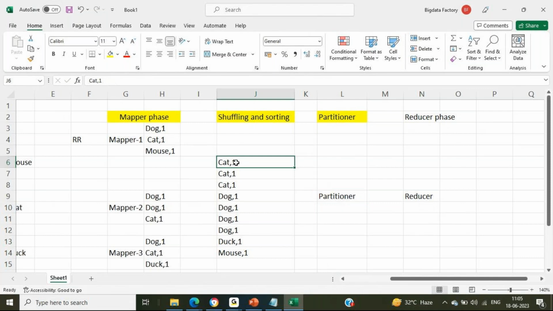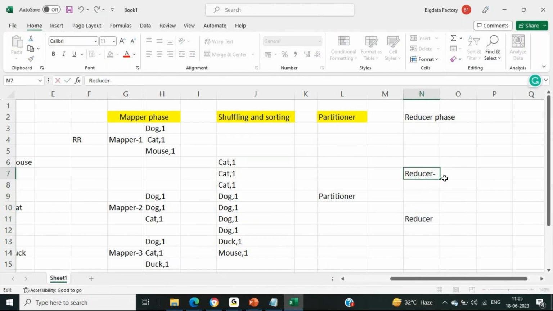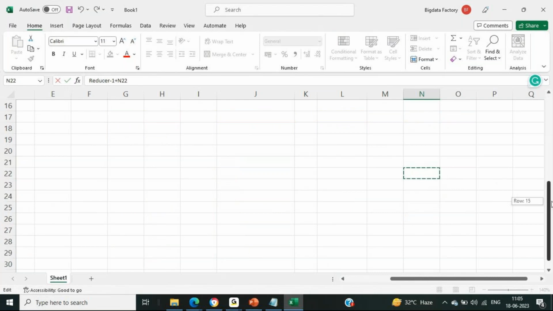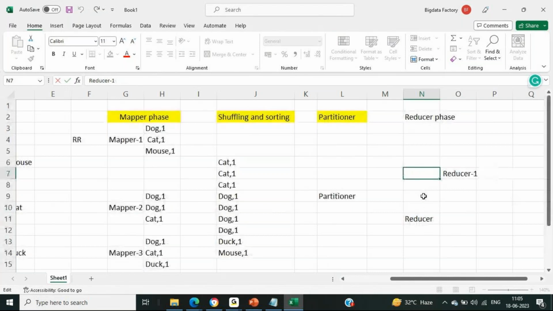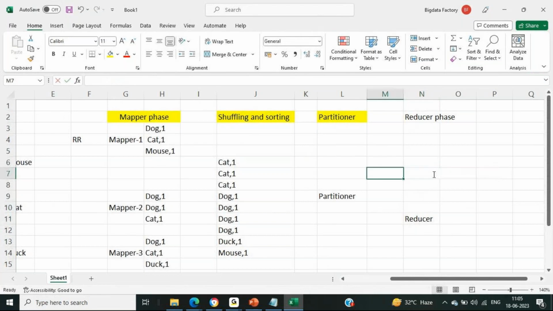Like say I want to move these keys to this particular reducer and these keys to another reducer. Say I have two reducers. Now you will have a better understanding. Reducer one.